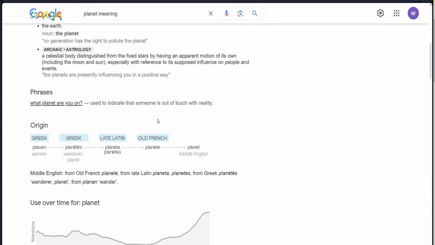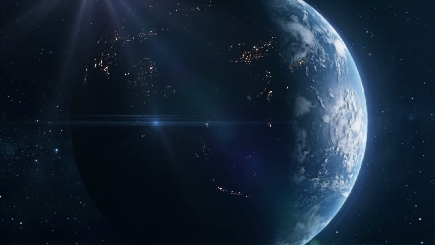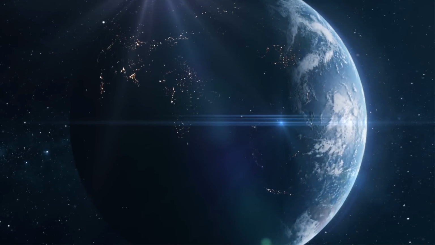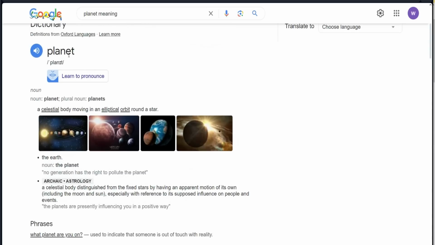So, where did it come from, they say? Greek planan, wanderer. Greek planets, wanderer, planets. So that's basically what they say. They say because it moved, it wandered, and that's what it got its name.